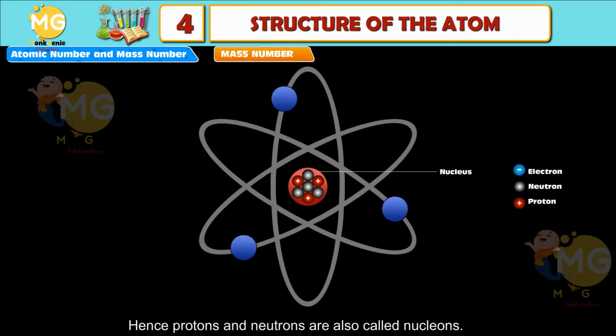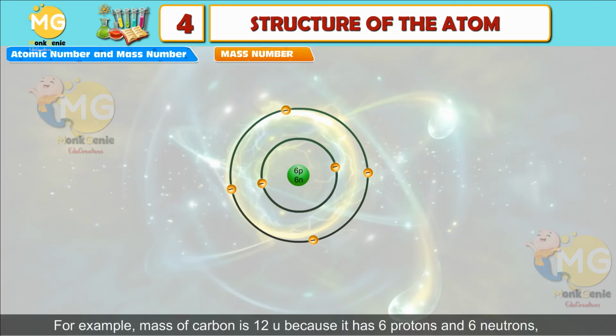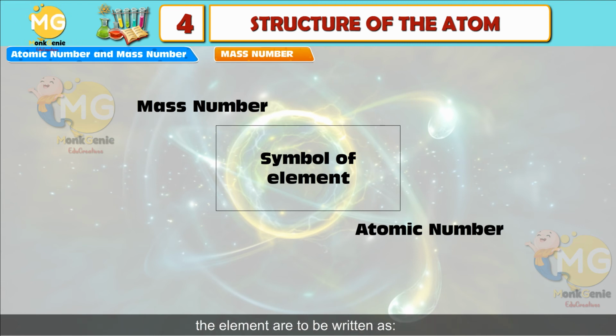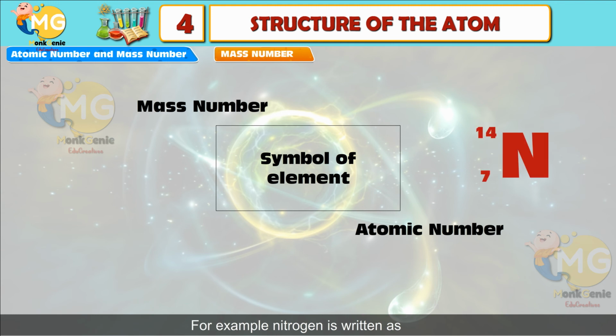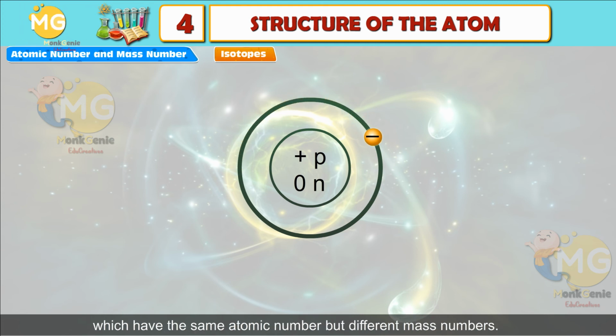Hence, protons and neutrons are also called nucleons. Therefore, the mass of an atom resides in its nucleus. For example, mass of carbon is 12 u because it has 6 protons and 6 neutrons. In the notation for an atom, the atomic number, mass number, and symbol of the element are to be written as mass number, symbol of the element, atomic number. For example, nitrogen is written as 14/7 N.